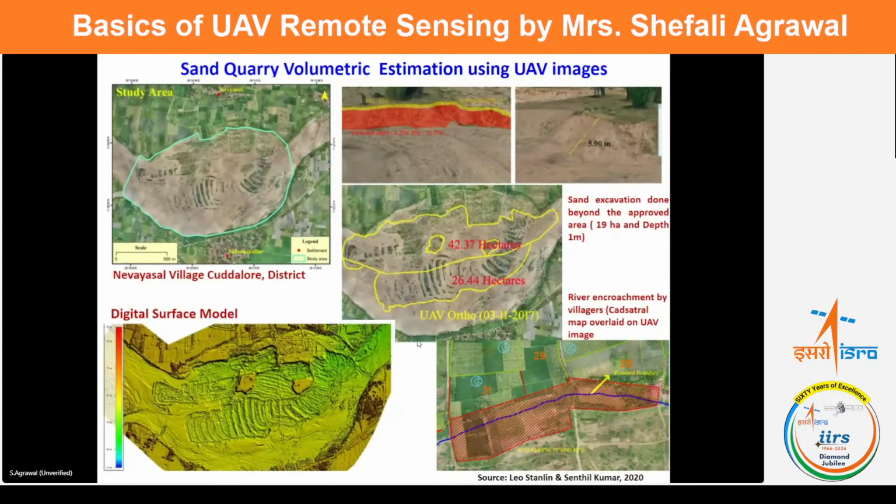So this is another example where Leo Stanlin published a paper in which they did a study on sand quarry monitoring in Tamil Nadu. They used drones with DGPS to generate an orthomosaic map and a digital terrain model, and they calculated the 3D volumetric estimations. They showed that the actual sand removed was much greater than what was authorized, beyond the approved limits, leading to both revenue loss and environmental impacts.